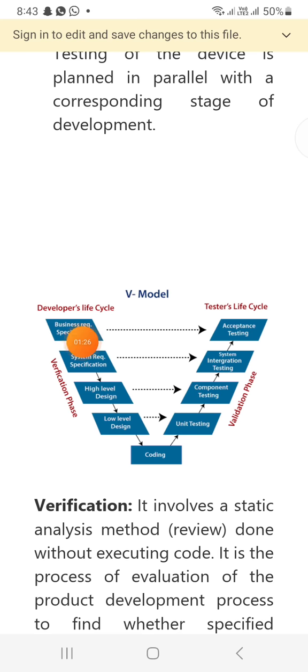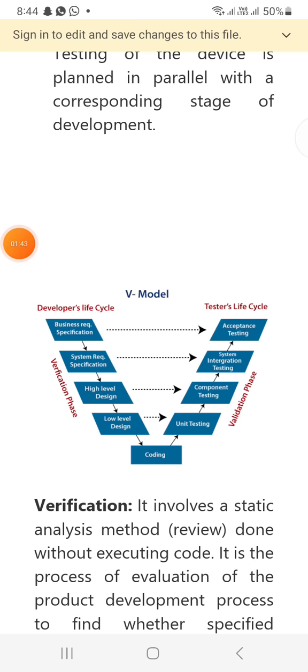So here is the developer life cycle, here is the tester life cycle, in which verification phases are included, and in which validation phases are included, and here is coding, the main purpose of this V model.